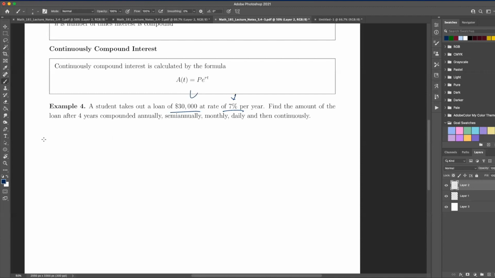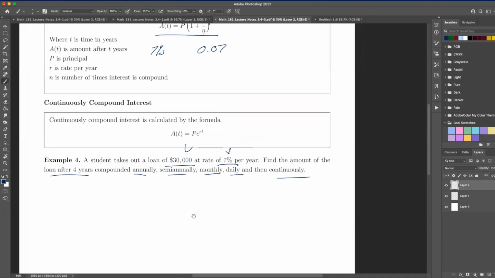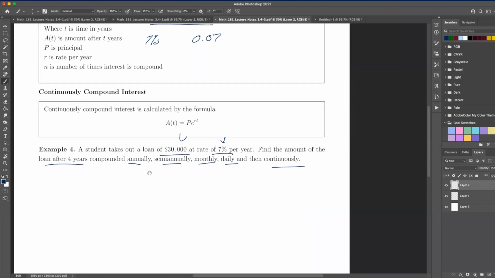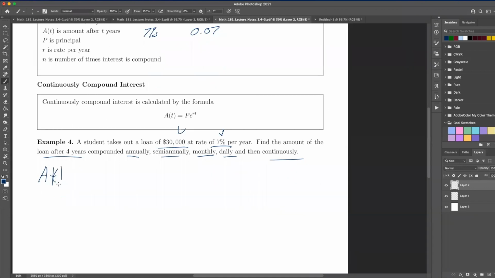So we're going to take out a student loan for 4 years, and we're going to figure out the amount annually, semi-annually, monthly, daily, and continuously. So we're going to do this one a bunch of times. Let's write down our formula: 30,000 times 1 plus 0.07 over n, where n is how many times we're compounding per year, all raised to the n times t.